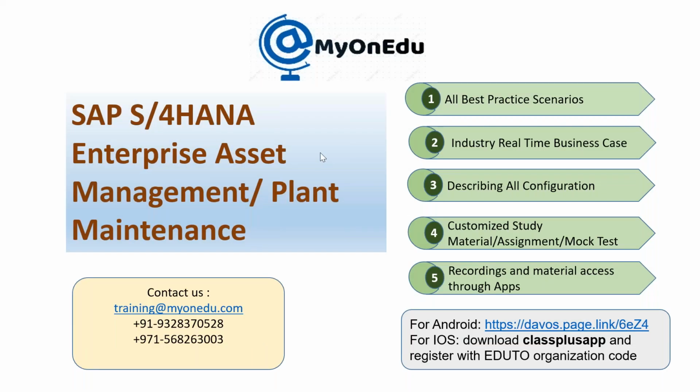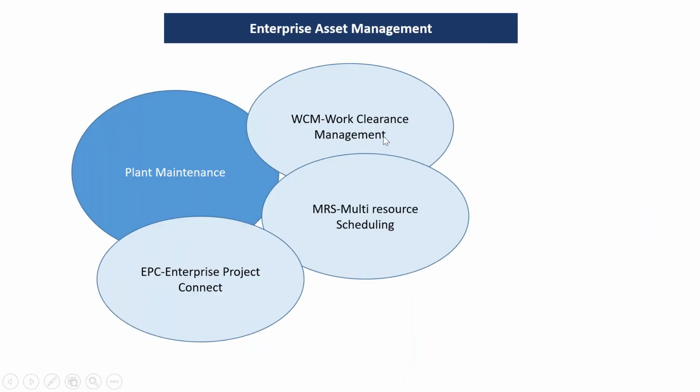So, good morning. This course we are starting is for SAP S4HANA Enterprise Asset Management. Mainly, we are going to focus on plant maintenance. But apart from plant maintenance, we are going to cover some additional modules like WCM, MRS, and EPC. So the main focus is on plant maintenance only, but supporting processes in work clearance management, MRS, multi-resource scheduling, and EPC will also be covered.